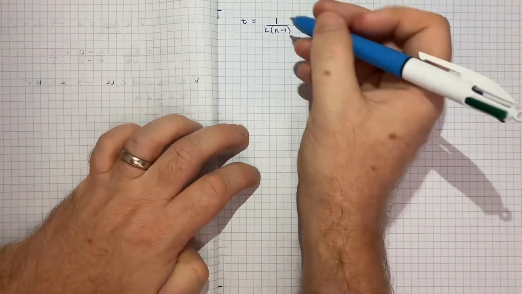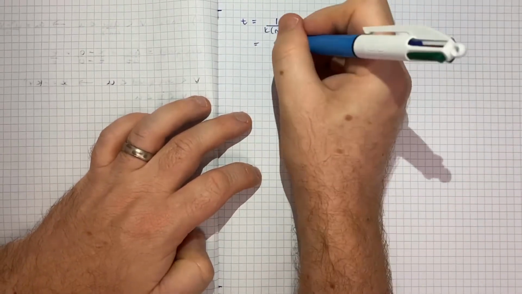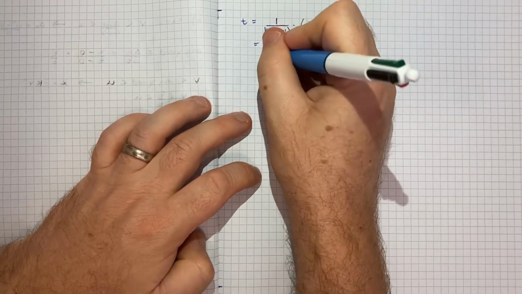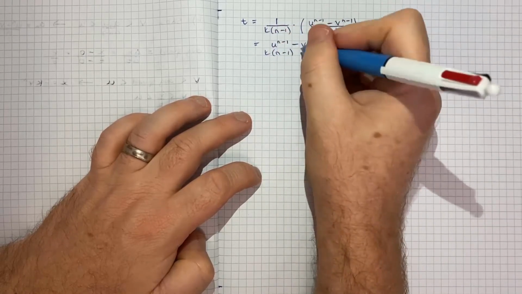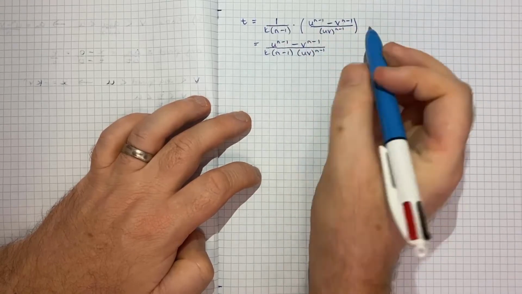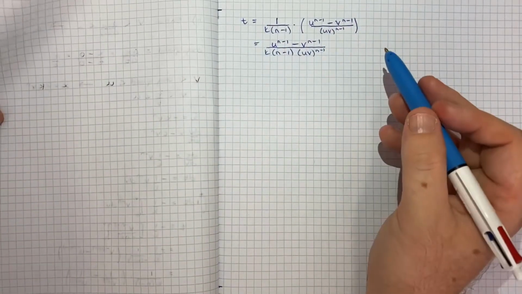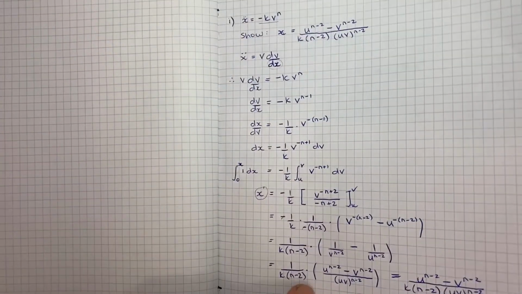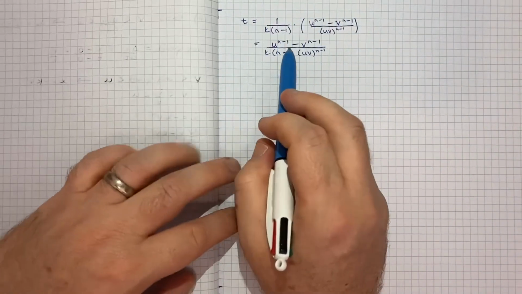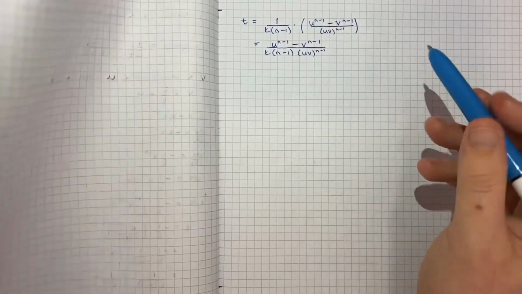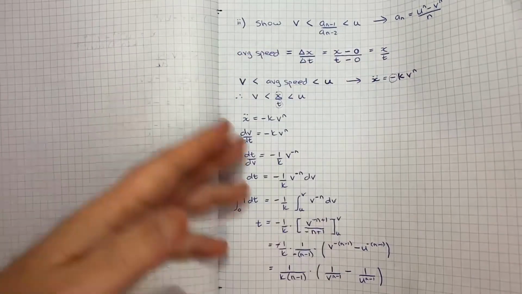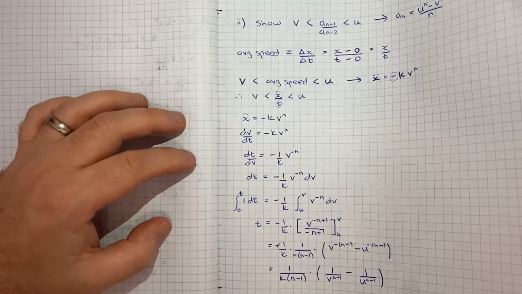And then just to write this in full, we get u^{n-1} minus v^{n-1} over k_{n-1} (uv)^{n-1}. And we see that this result for t is very similar to the result for x, except where we had n minus 2's, we've now just got n minus 1's. And given what we're ultimately trying to solve is something with an n minus 1 and n minus 2 in it, it looks like we're getting pretty close.